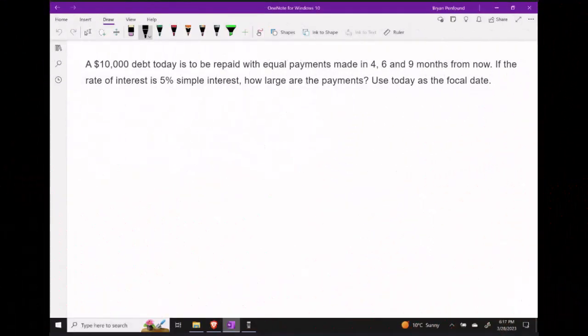A debt of $10,000 today is going to be repaid with equal payments made in 4, 6, and 9 months from now. If money earns 5% simple interest, how large are the payments? Well, let's begin by trying to develop a time diagram.